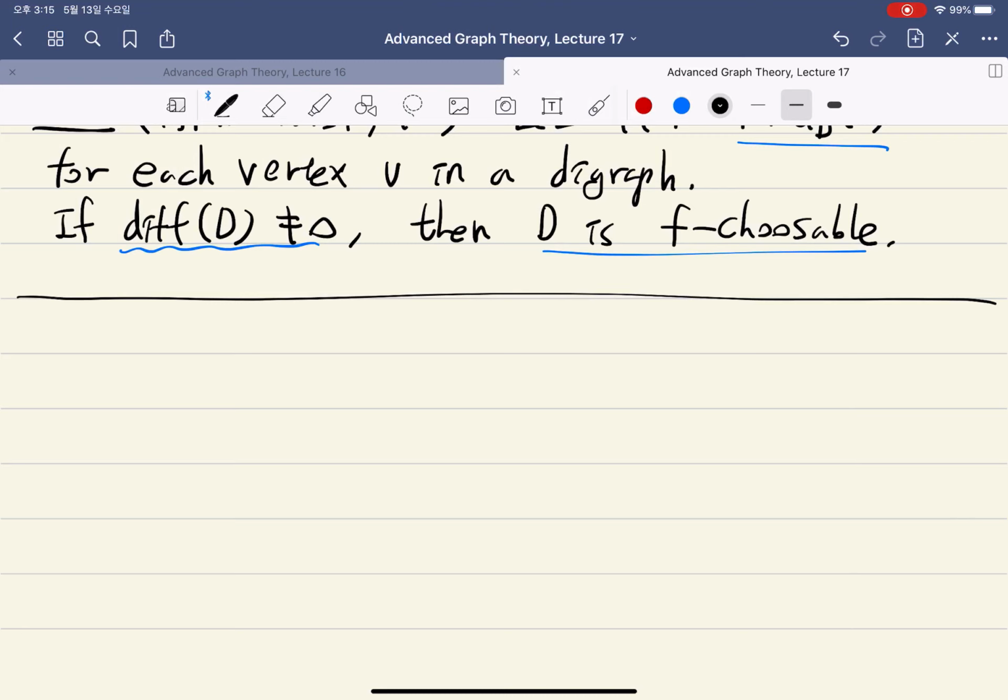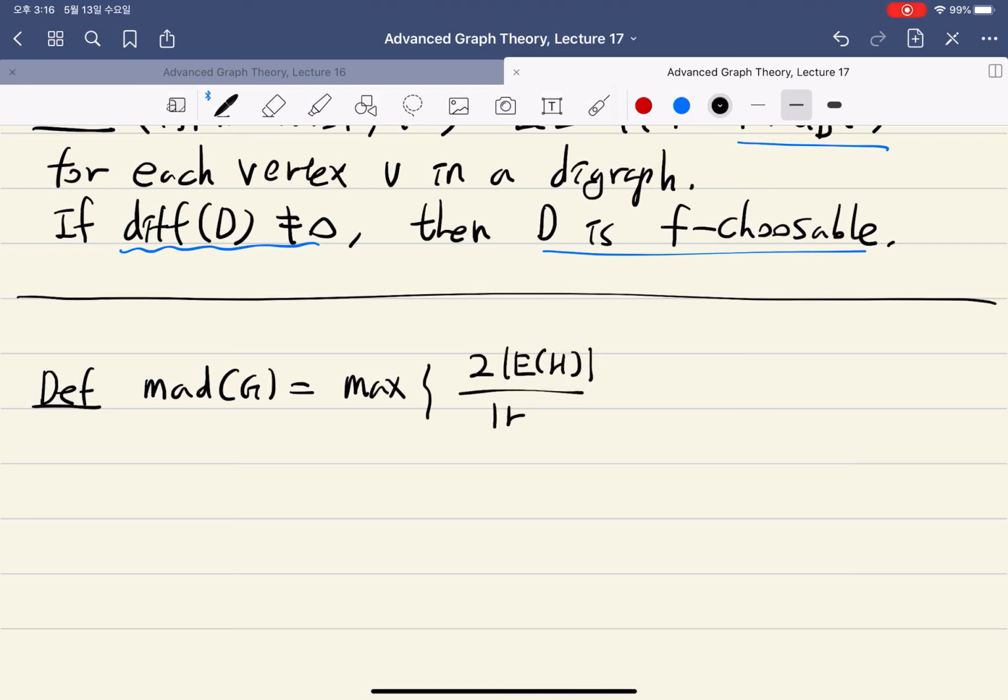So one application is that, we define the maximum average degree of G as the maximum, among all subgraphs H of G, of the sum of all the degrees in H, which yields twice the number of edges in H, divided by the number of vertices of H. So this is the average degree of H, and we take the maximum out of it.